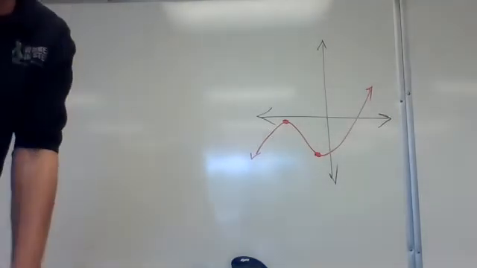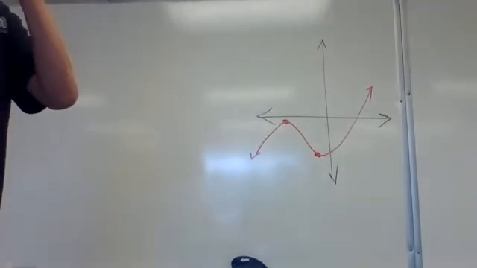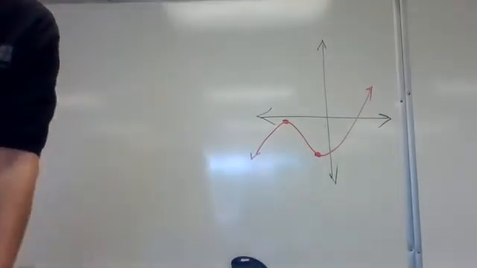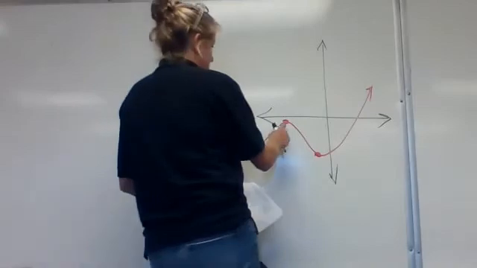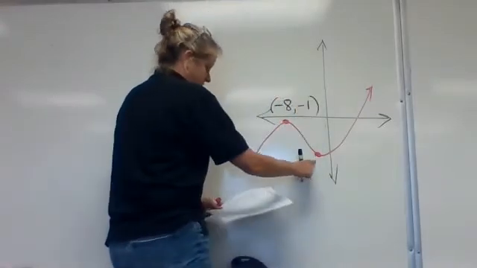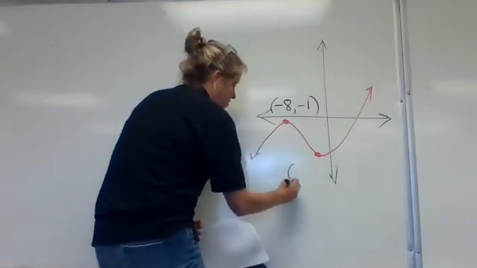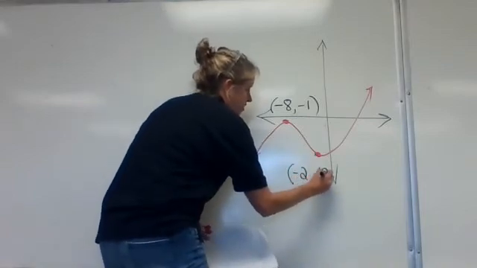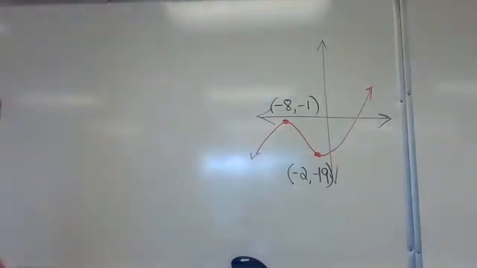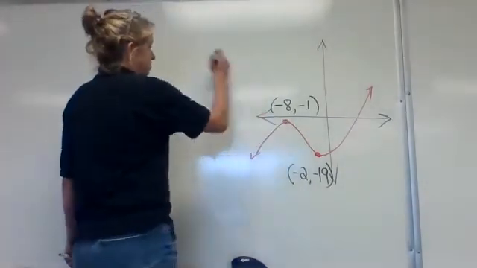Okay, it's asking me where the relative maximum and the relative minimum is. Even though I just drew this quick, it tells you in the problem where this point is. It says that one's at -8, -1, and it tells you this point is at -2, -19. Okay, so here's my maximum.